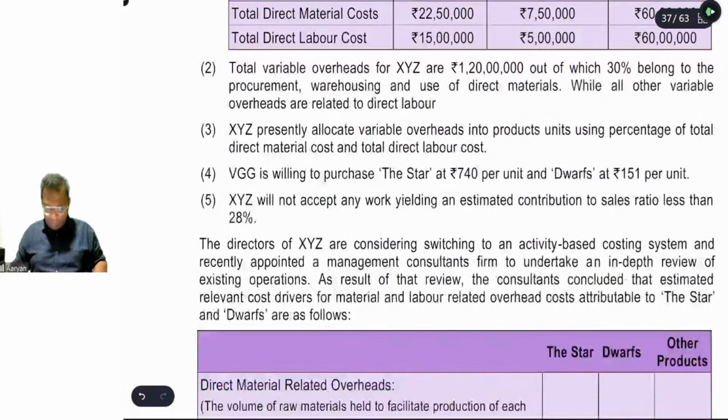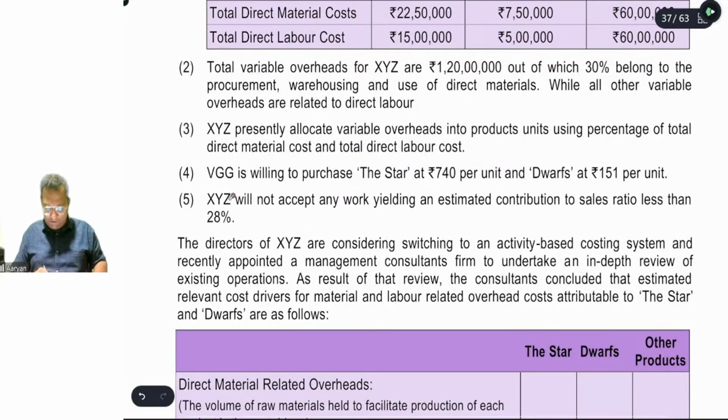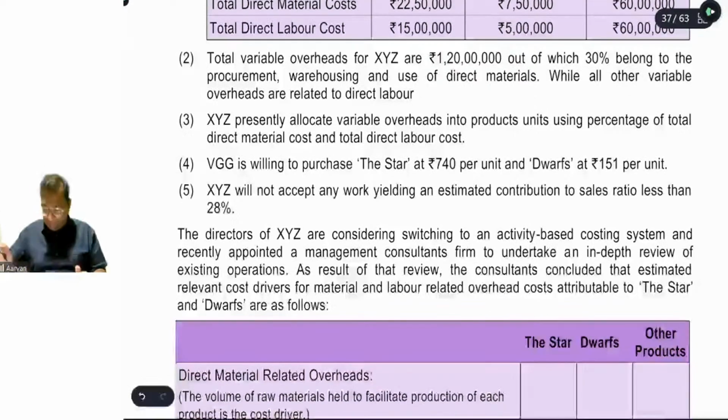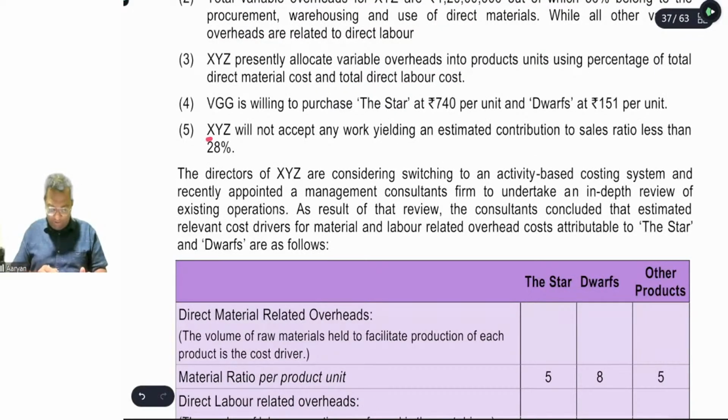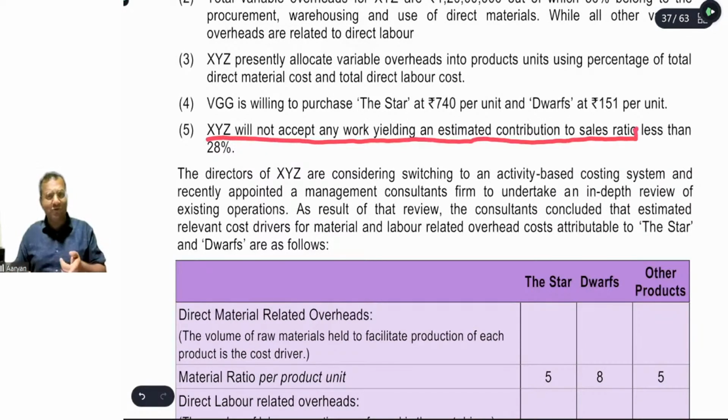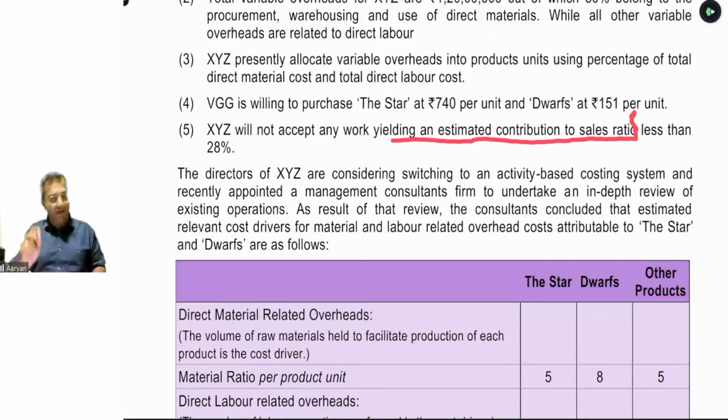Point number 4. Customer is willing to purchase the Star at 740 and the Wharf at 151 per unit. The customer has already communicated the maximum price they will pay for our product. Okay. The director, one more point: the company will not accept any work yielding an estimated contribution to sales ratio below a minimum. Contribution to sales ratio, what does it mean? It's nothing but the PVR, right? So what should their minimum PVR be? 28% PVR minimum.